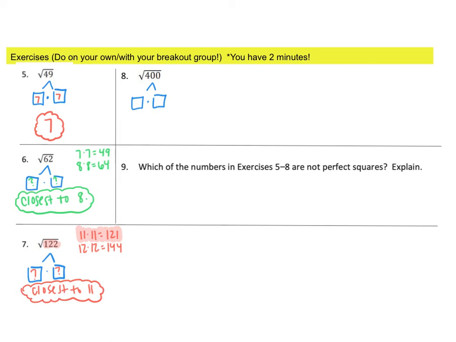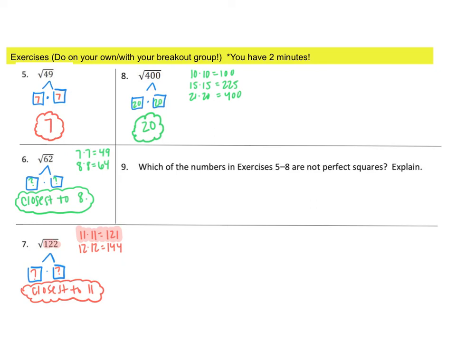Number 8, we have 400. So we know that 10 times 10 is 100. So let's try 15 times 15. Well, that's 225. So we need to get bigger than that. Let's try 20 times 20. And that is 400. So you should have found that this is a perfect square. It's 20 times 20. So our answer here is the square root of 400 equals 20.